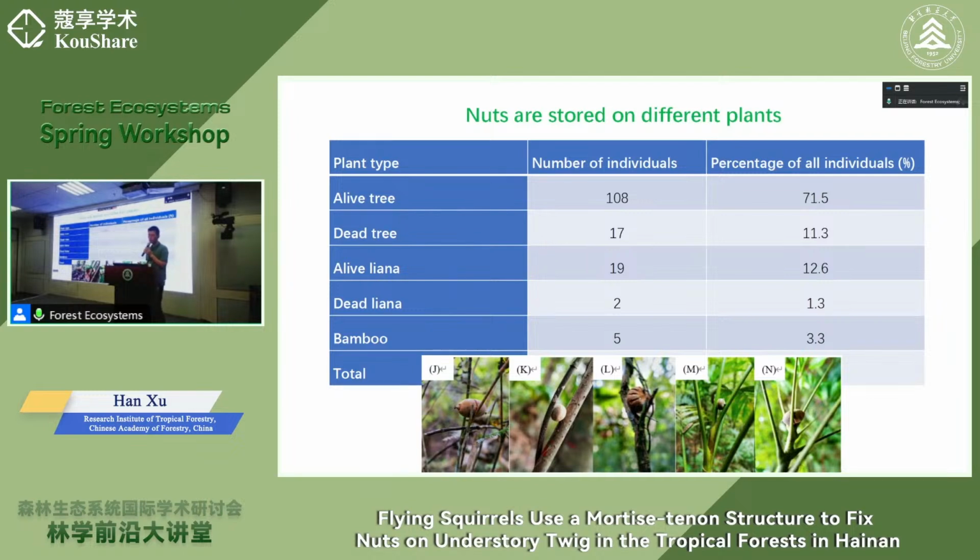And we found that these special nuts were stored on different plants. Most are on the live trees, and some are on the dead trees, and on the live liana and dead liana, and a few on the bamboo.